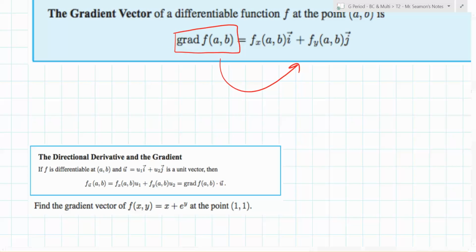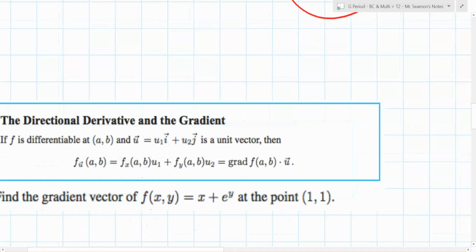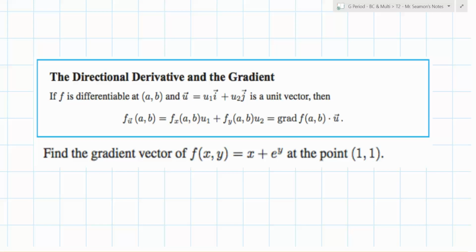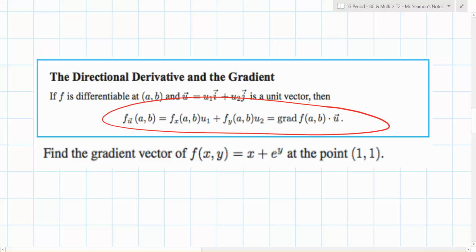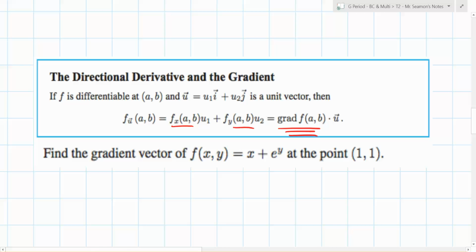Okay, so this is what we have so far. The directional derivative and the gradient. If f is differentiable at (a, b) and u equals, okay, so they're just setting you up here. This is what I had above, except what are we calling this vector right here? We're calling it the gradient of f. So mathematicians love to just write things shorter. So now this is how we're going to write the directional derivative: the gradient f at (a, b) dot u.